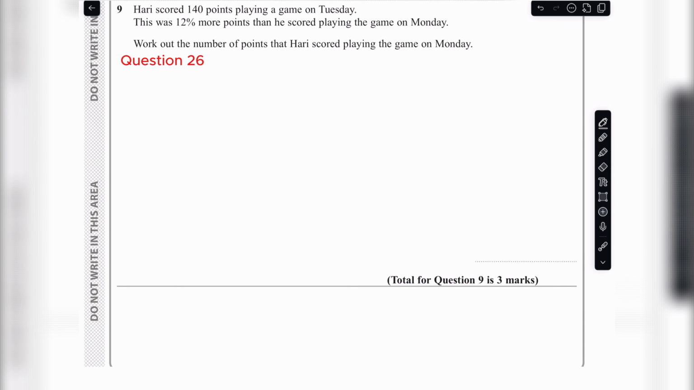In question 9, we are told that Hari scored 140 points playing a game on Tuesday. This was 12% more points than he scored playing the game on Monday.